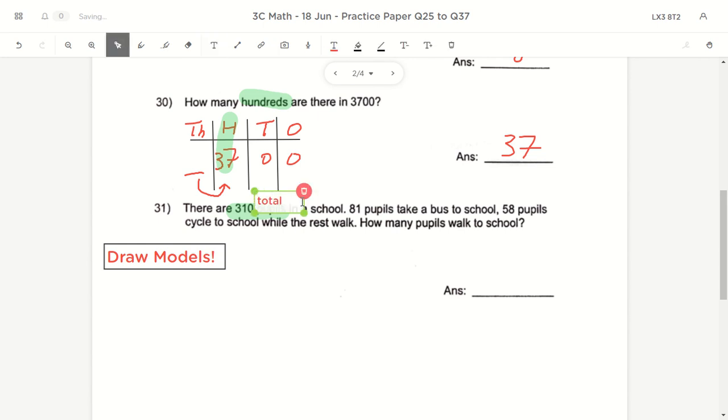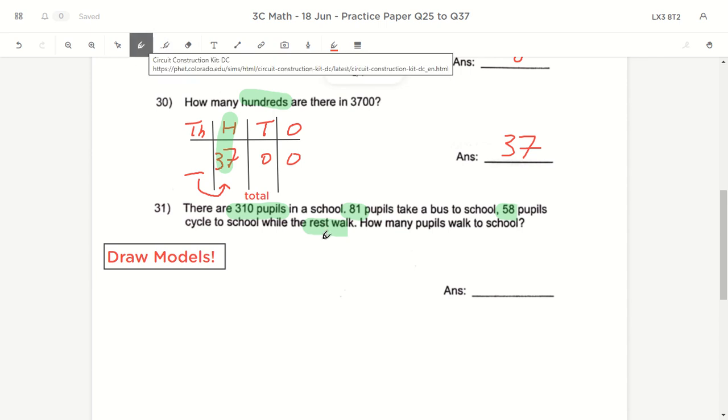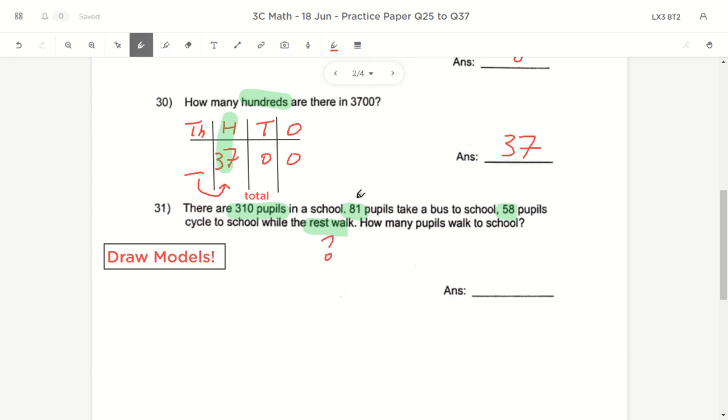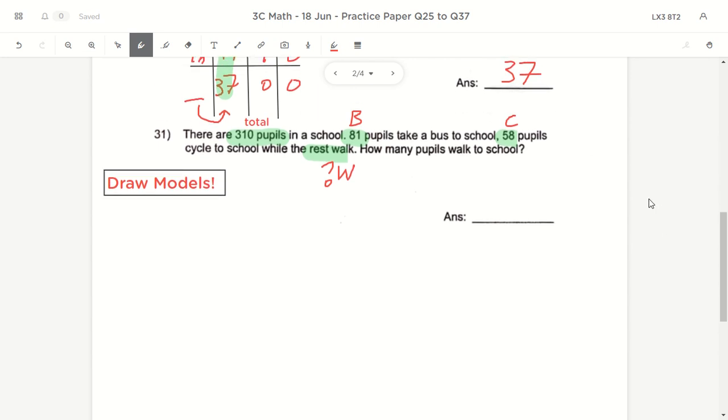Okay, this is my total. And then after that, I have 81 pupils that take the bus, 58 pupils that cycle, and the rest walk. And they want to know how much is the rest that walked. So this is the bus, I write B. 58 is the cycle, I put a C, and the rest walk. So I want to find how many walk. Okay, so very simple. You can use a part whole model for this.